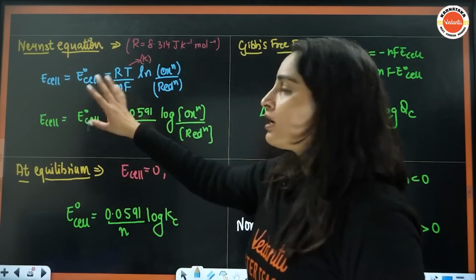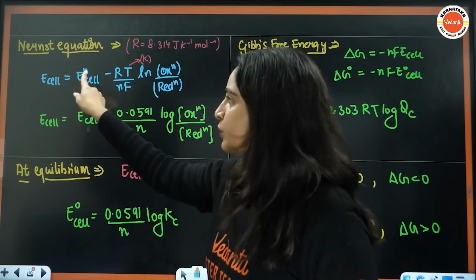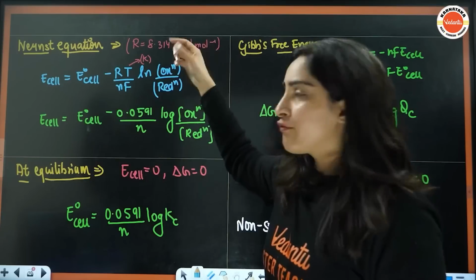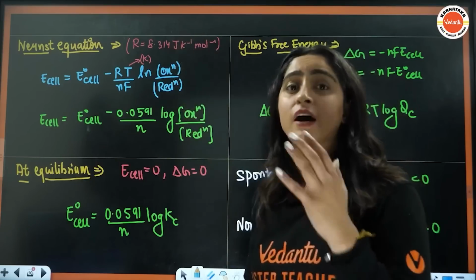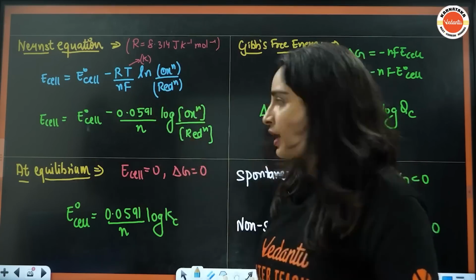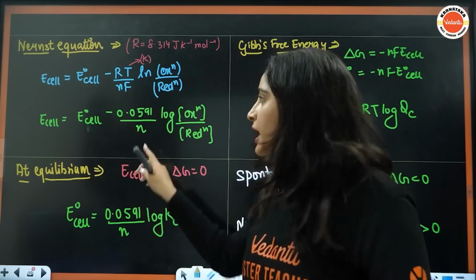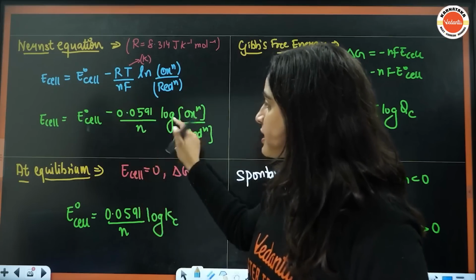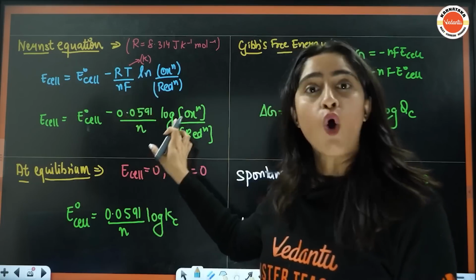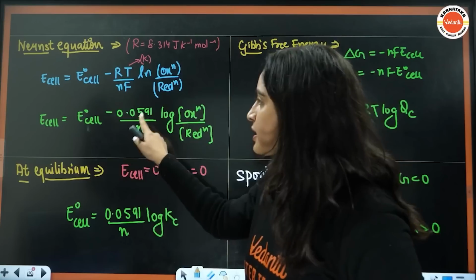Next we have the Nernst equation. This is the formula where E cell is related to E naught cell, with log, where above we have the thing that is getting oxidized and below the thing that is getting reduced. Next we have standard conditions, where temperature is standard. Log here is based 10, while this is the natural log and this is log base 10. For that, this will be the formula, that is 0.0591.